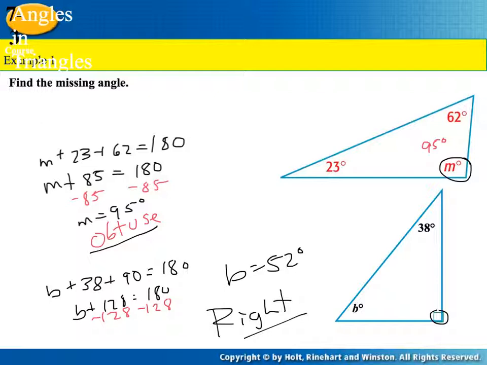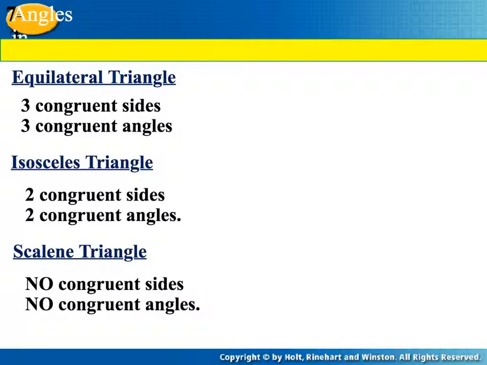All right? Not only do we have acute, obtuse, and right, we also have equilateral, isosceles, and scalene. So please write these down. Pause and write these down.